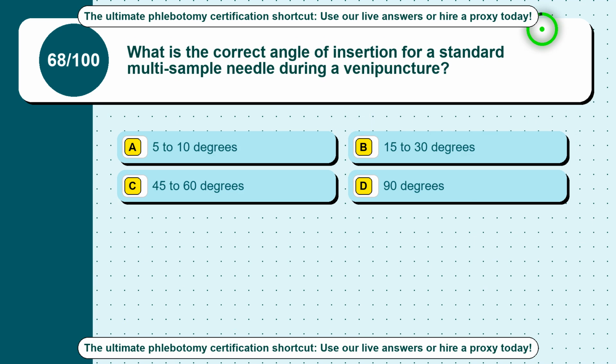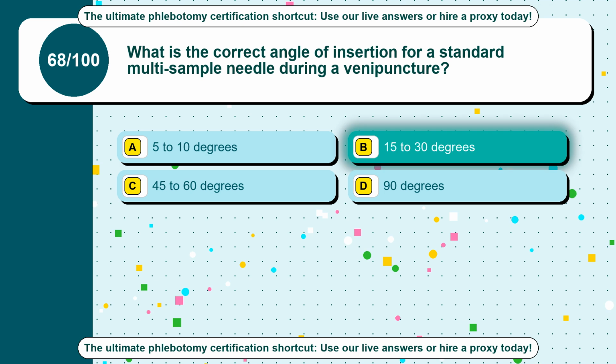Question 68. What is the correct angle of insertion for a standard multisample needle during a venipuncture? Option A, 5 to 10 degrees. Option B, 15 to 30 degrees. Option C, 45 to 60 degrees. Option D, 90 degrees. The correct answer is option B, 15 to 30 degrees.